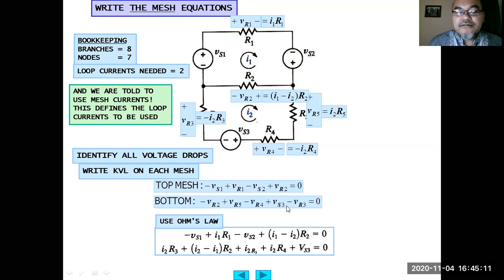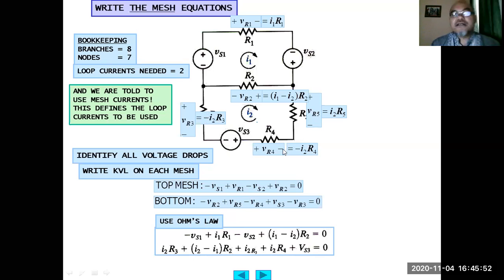So here we replace VR2. We put this one first, negative VR3. Negative times negative becomes positive, right? Positive I2 R3. Then VR2 here is negative, so negative I1 minus I2, so this becomes I2 minus I1 multiplied by R2. Then R5 is here, so plus I2 R5, positive, so this is also positive.